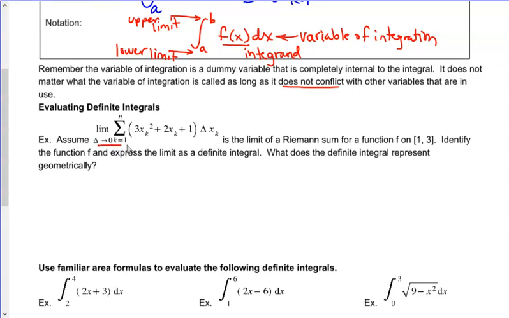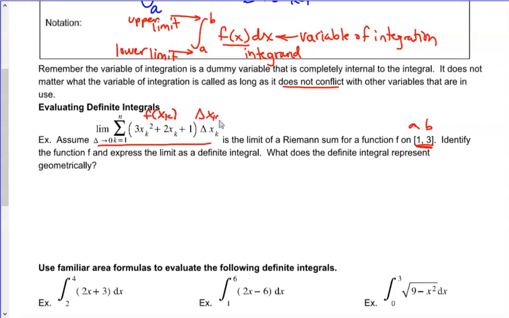All right, so let's take one of these limits and break it down into an equivalent integral notation. We're going to assume that this limit is the limit of a Riemann sum for a function on the interval from 1 to 3. Hence, this is my a and that's my b. We want to identify the function and express that limit as a definite integral. Well, remember, this is f of x sub k.